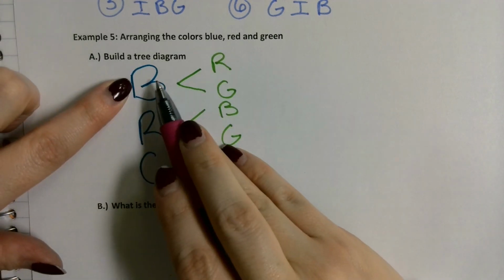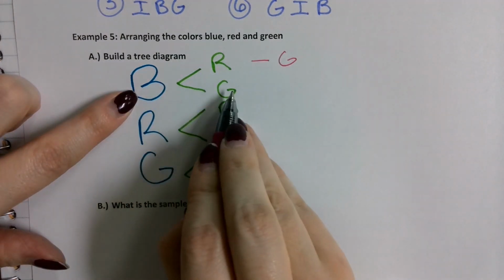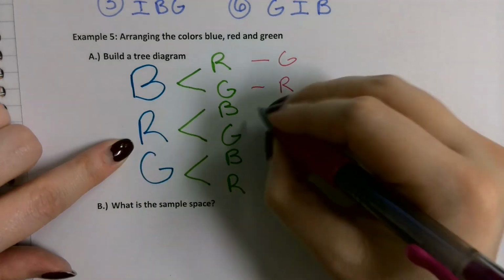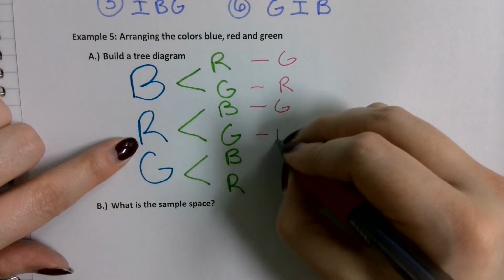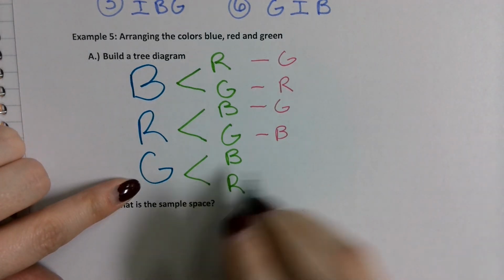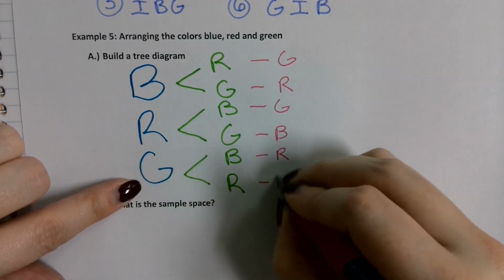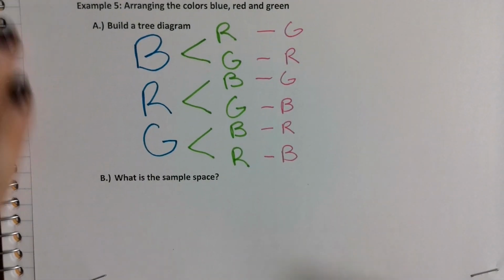So blue, red, green. Blue, green, red. Good. Red, blue, green. Red, green, blue. Green, blue, and green, red. Good job. So how many options? 6. So let's build that.